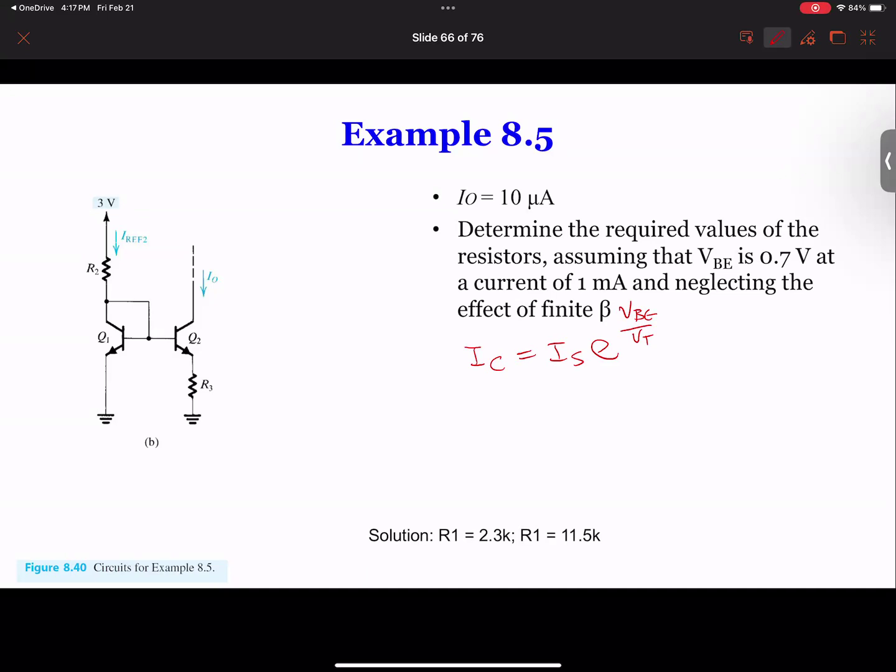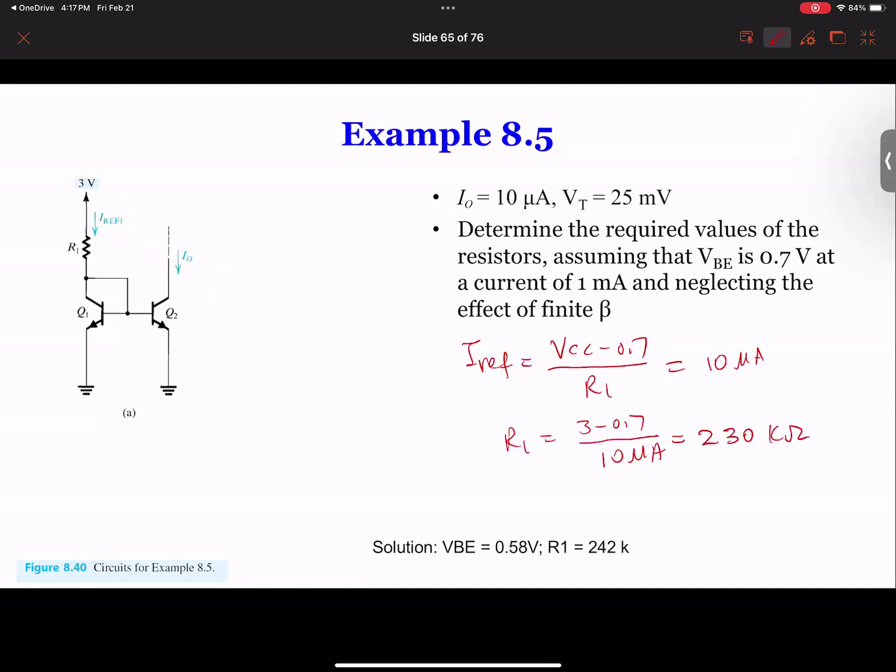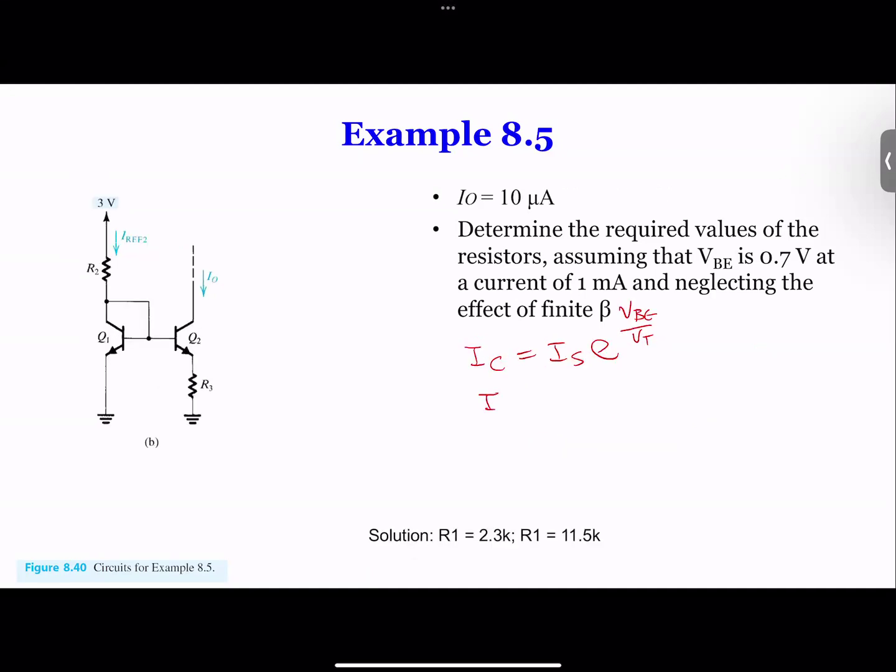So if the previous VBE is 0.7 and the current is 1 milliamp, it says here, this is important: 0.7 volts gives 1 milliamp. So we need to find out what is VBE, or what is the current if VBE is less than 0.7. So basically you can use this equation. I think we also give you VT. Yeah.